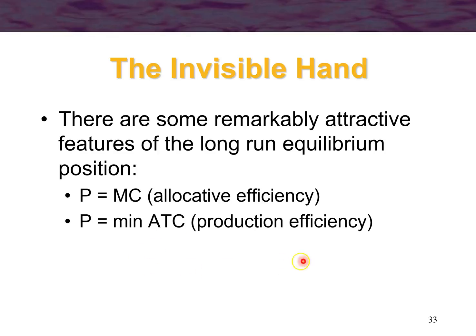Now, keep in mind, these are the theoretical outcomes of a perfectly competitive industry. But perfectly competitive industries don't exist. So we don't really achieve this theoretical efficiency. The question is, do we come close enough to achieve allocative and productive efficiency that makes the free market system more efficient than other systems? That's the key.